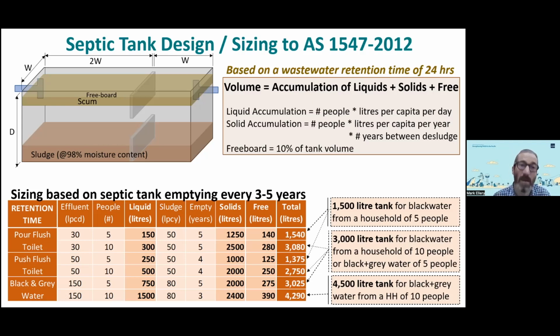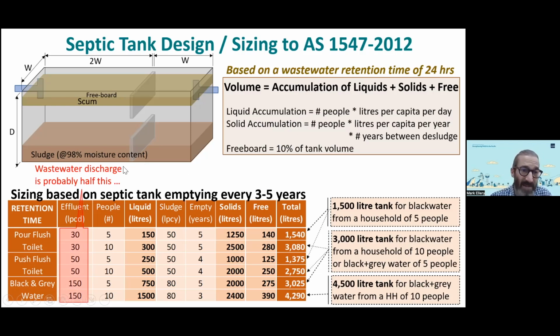sizing a septic tank, we need to size it based on how much sludge will be in it, how long it will take to fill up with sludge and still have a 24-hour retention time for the liquid. Of course, the more liquid flowing through per day, the bigger that area has to be. So it ends up being quite a complex calculation based on retaining a 24-hour retention time for the liquid, how much sludge, and then allowing for a freeboard.